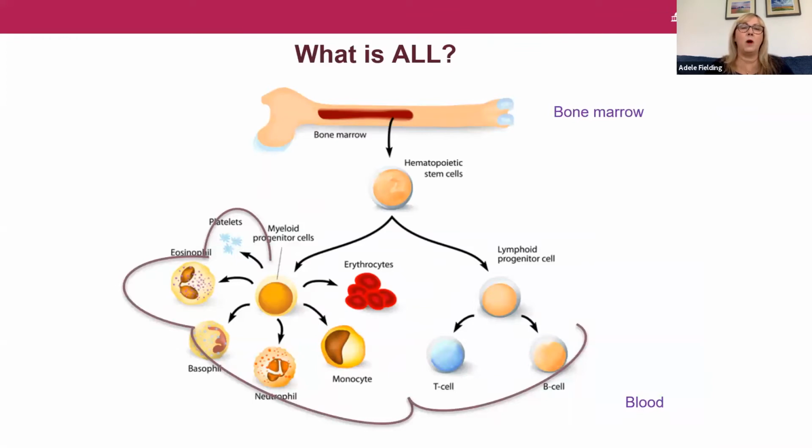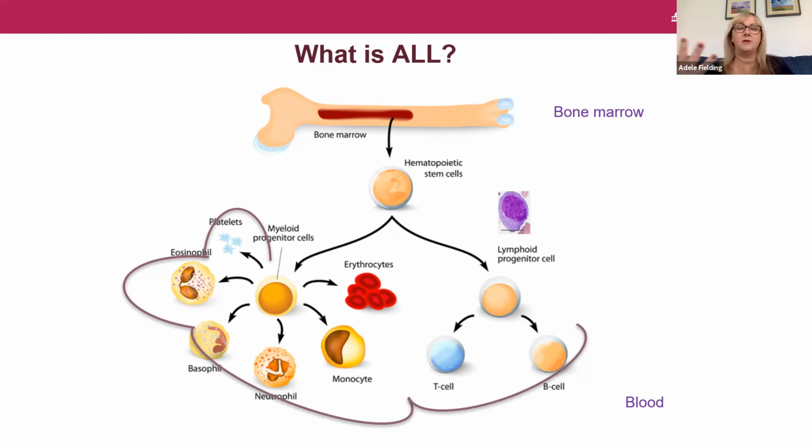And obviously, when you have ALL, something goes awry with that in a very significant way. So ALL arises in the bone marrow and eventually ends up with all of those normal cells in the blood, which I've surrounded by brackets here, essentially being overtaken. So can you just advance, because I've got some graphics here. So that's a picture of an ALL cell.